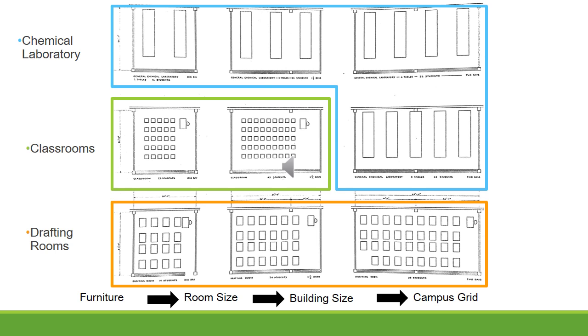This in turn began as a reverse planning order and determined the direction of the growth of the campus, where the furniture determined the room size, which then added up to the building size, and together the buildings created the campus grid.